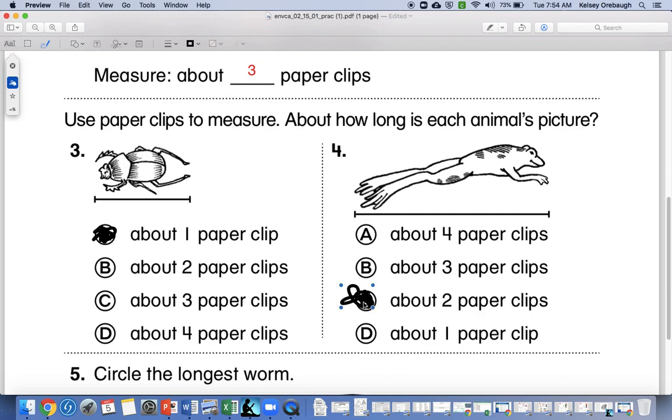The reason I'm making that estimate is because when I look at the line underneath the frog, it looks about double the length of the picture before. Because I said that the picture before was about 1 paperclip long, and I'm going to double it for this line, I will say that this line is about 2 paperclips long.